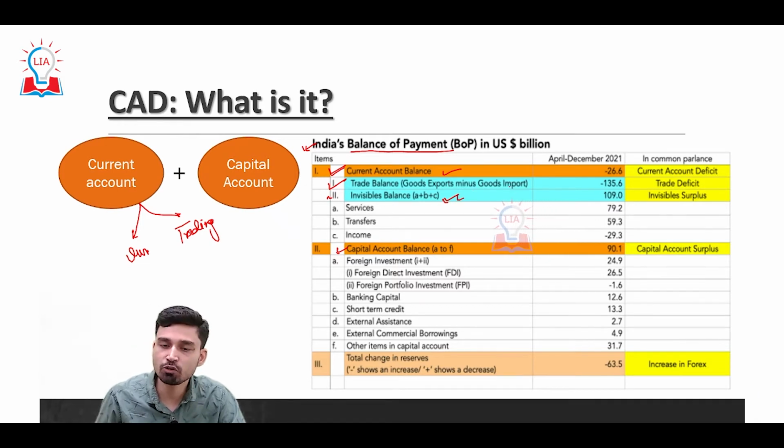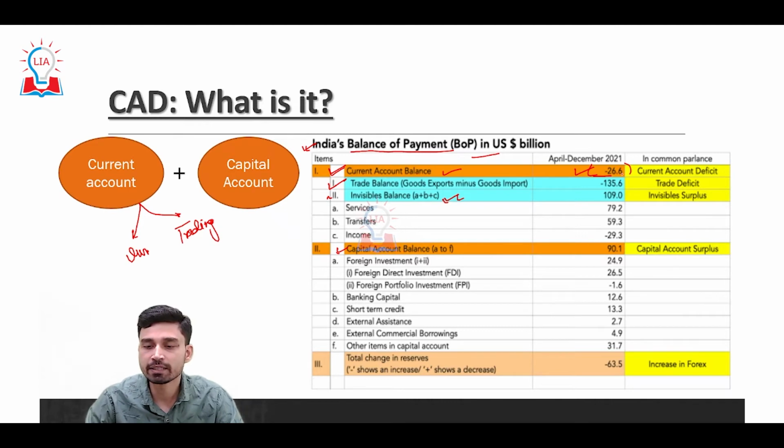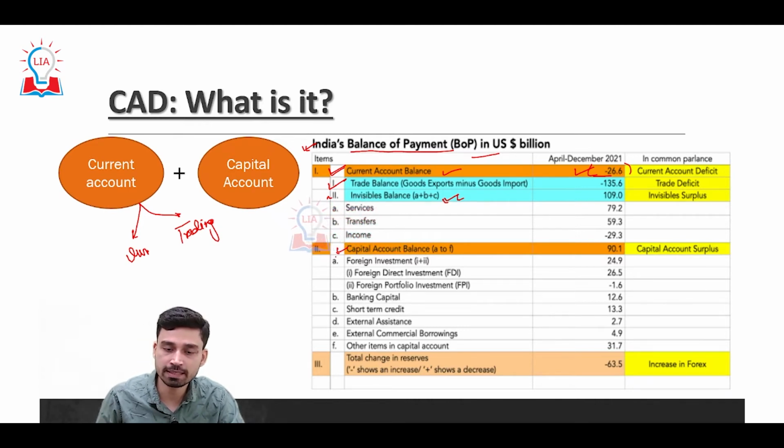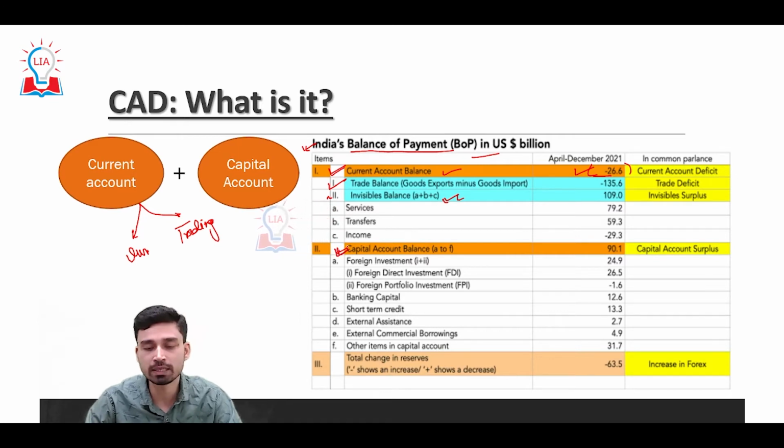As per the balance of payment ledger of India, we can see that India is currently running a current account deficit. That means, in terms of dollars, about $26.6 billion worth of current account deficit. At the same time, we have the capital account balance. What is the capital account balance?